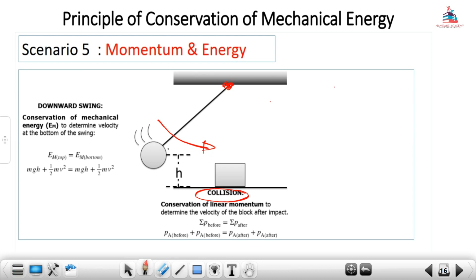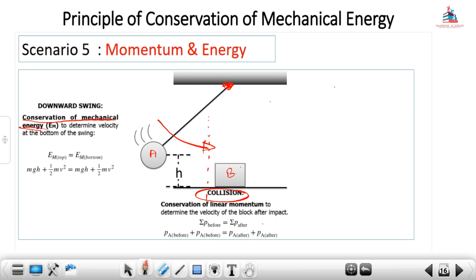So it says to me, while the pendulum is swinging in this direction, just before the collision, I am going to apply the conservation of mechanical energy. Just before. Because once it collides, let's call this one A, and then we can call this one B. So once object A collides with object B, it's no longer conservation of energy, but it's now what? It's now conservation of linear momentum.